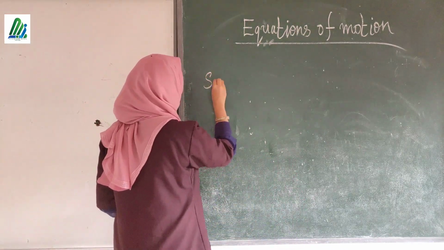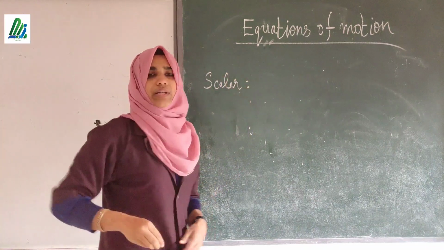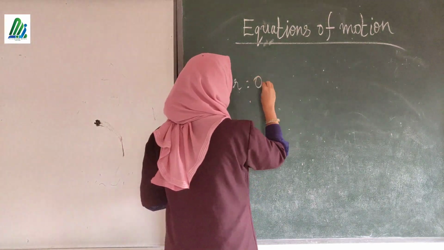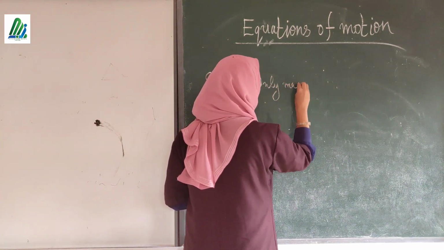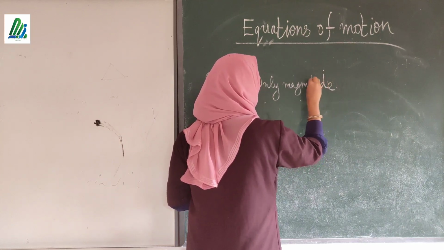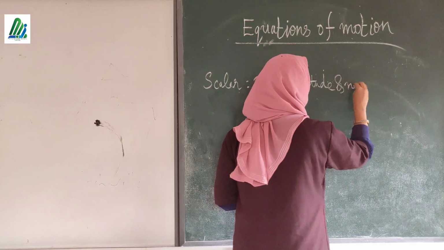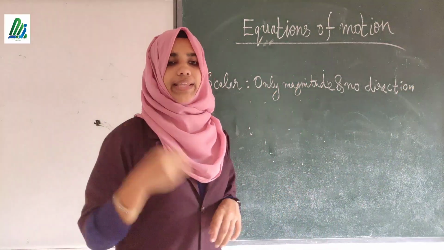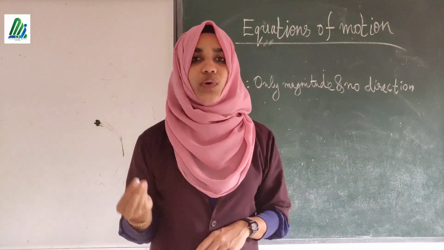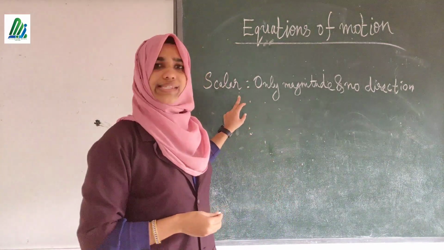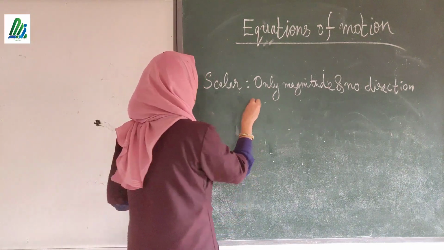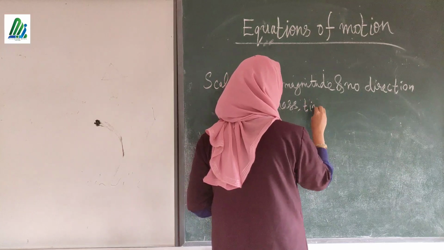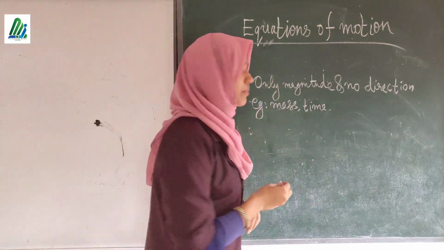Okay, scalar. In scalar quantity, it has only magnitude and no direction. Only magnitude, and no direction. That means it has only a particular type of value. Can you give examples for scalar quantities? Mass, time, then temperature.